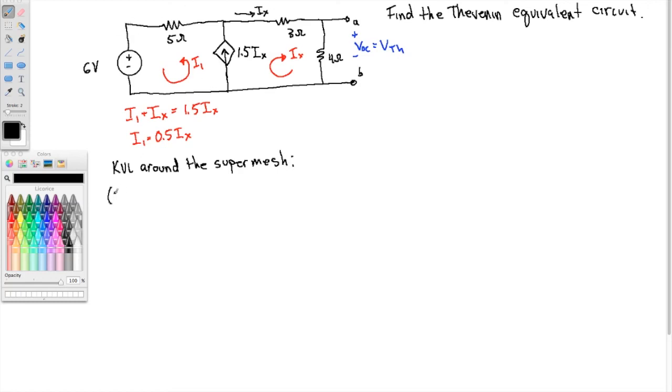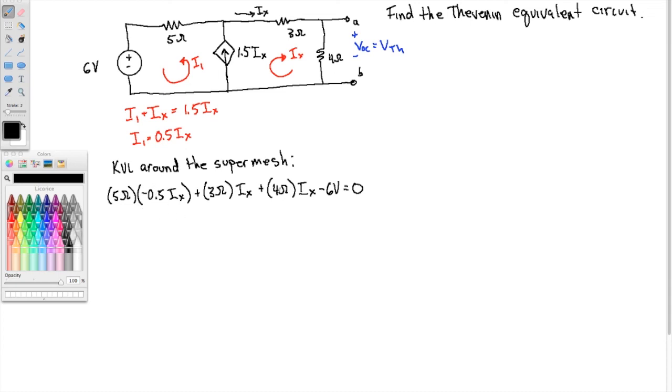We'll start here and go clockwise. I've got the 5 ohm resistor, the drop is 5 ohms. I1 opposes me, so I need negative I1, but I1 is 0.5 Ix, so I'll write negative 0.5 Ix. Then a drop of 3 ohms times Ix, and a drop of 4 ohms times Ix. To get back to where I started, I have an increase of 6 volts, so minus 6 volts equals 0. I did that quickly; I assume you know mesh analysis by this point.